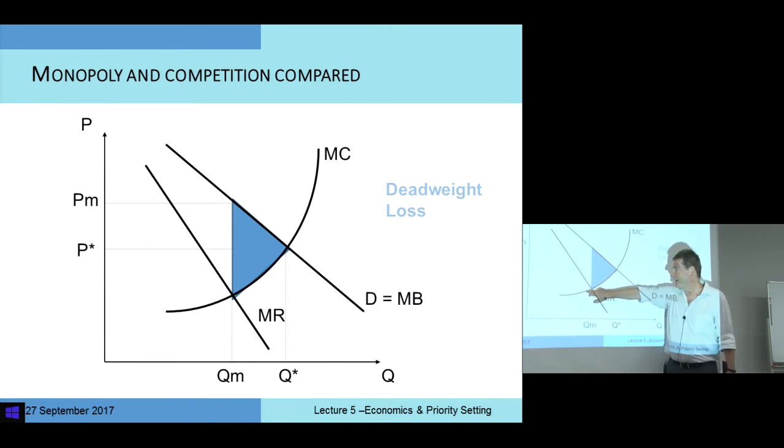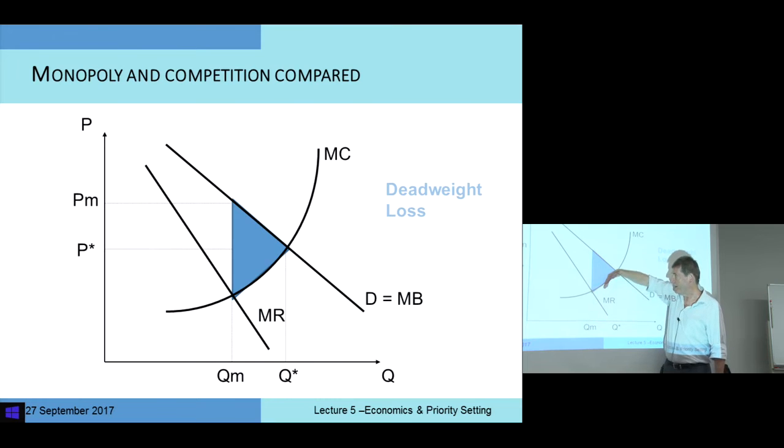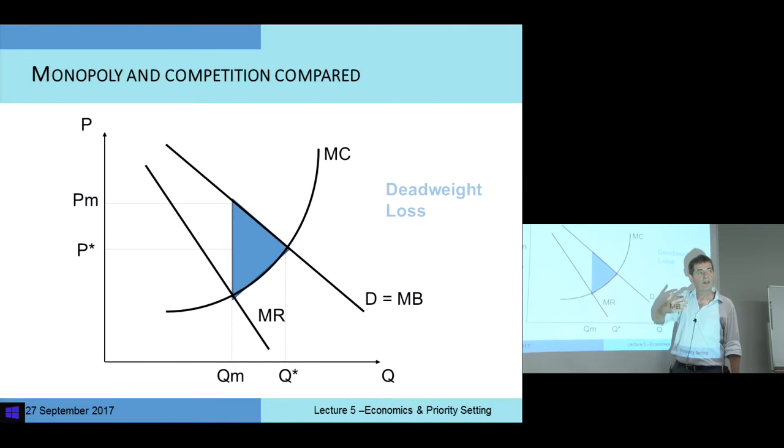Similarly, the area under the marginal cost curve, or the supply curve of the monopolist, represents the cost they have to incur to supply the good. They cover their costs, but that means there's another part above the cost curve, which is a surplus to the monopolist.